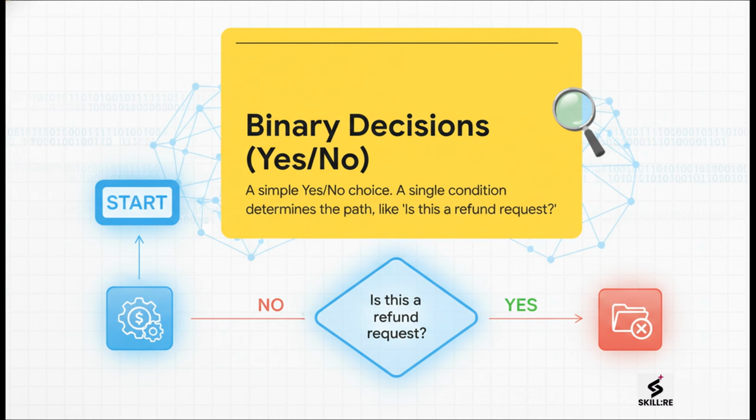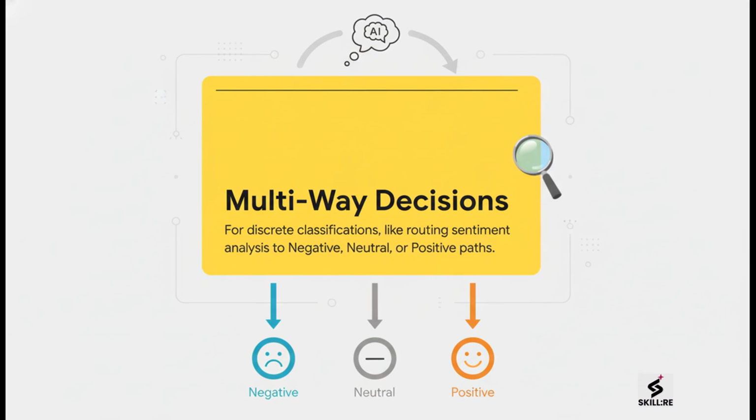These are awesome because they're super low risk. There's no gray area, no ambiguity. It either is or it isn't. Next, we've got multi-way decisions. This is your go-to when your AI gives you a clear category, like sentiment. So the message comes in, the AI says it's negative, and boom, it goes down the negative path, or neutral or positive. The big tip here, though, is to keep the number of options small. 3 or 4 is the sweet spot. Once you start getting more than that, your workflow just gets way too complicated to manage and test.